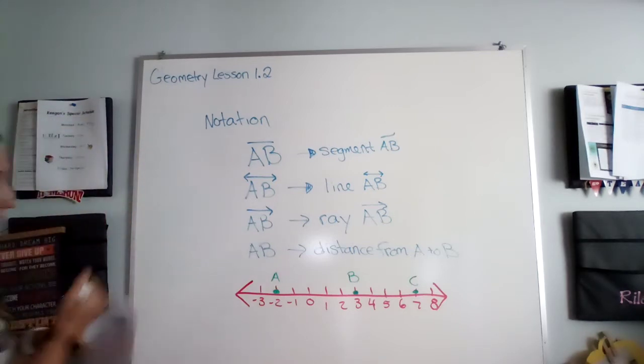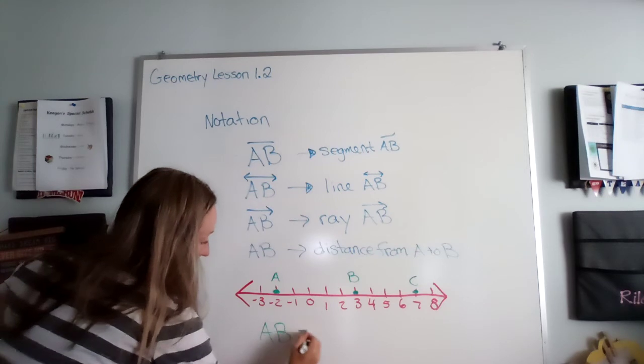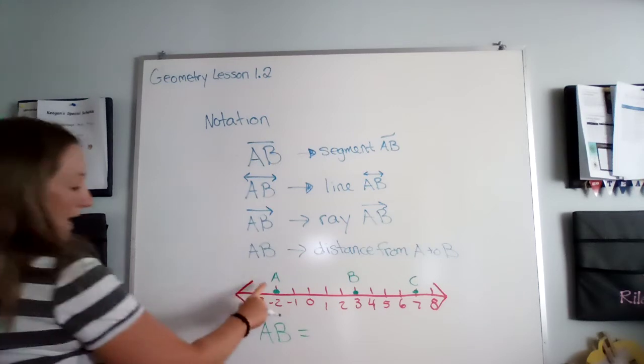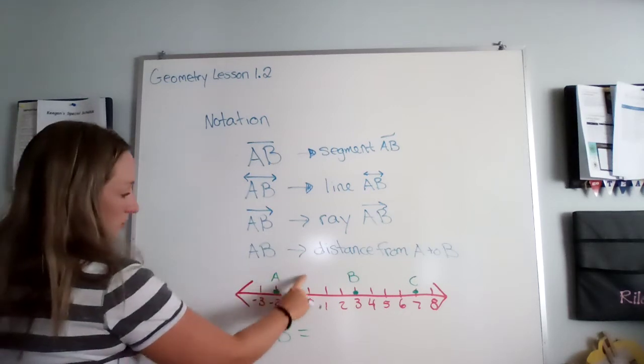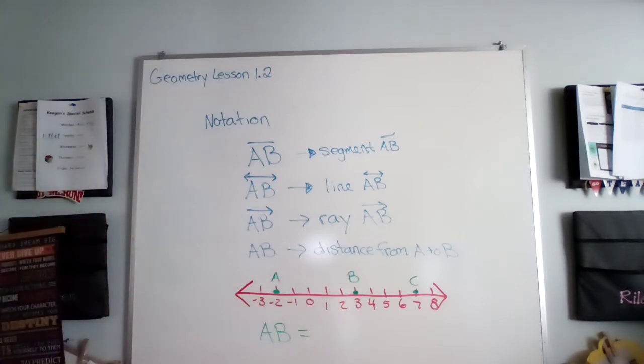Now, if you had a problem that just simply said find AB, okay, find the distance from point A to point B. Now, since you have the number line to look at, you can just count, right? You could jump and say it's 1, 2, 3, 4, 5 units away. But I want to do the algebra to show how to find the distance in case you don't have the number line to look at, or in case the 2 points are super far away from each other and you don't want to jump and count, okay?